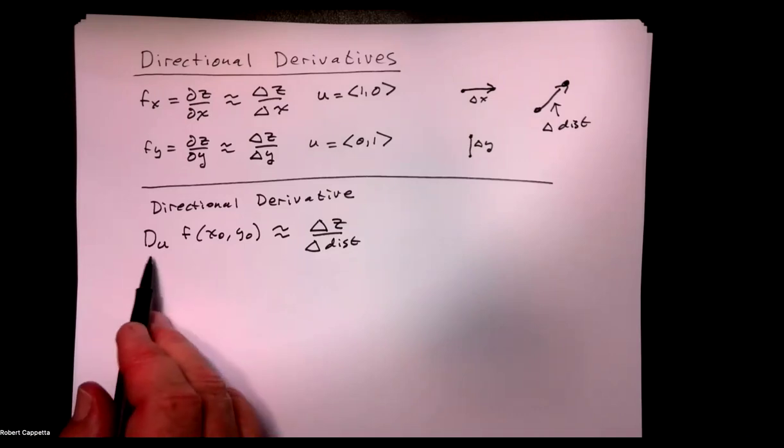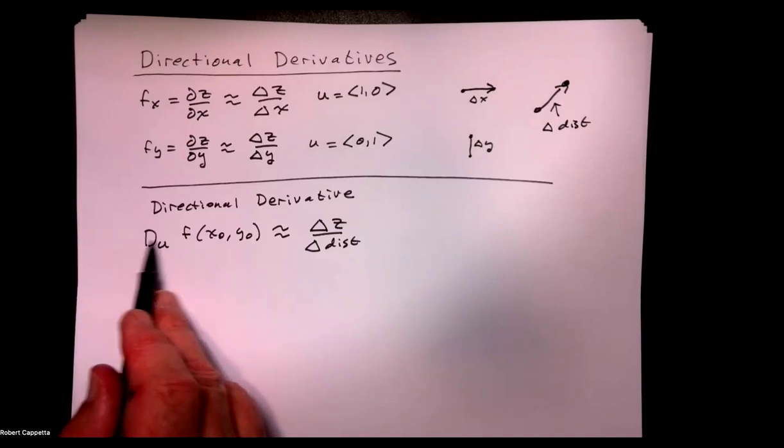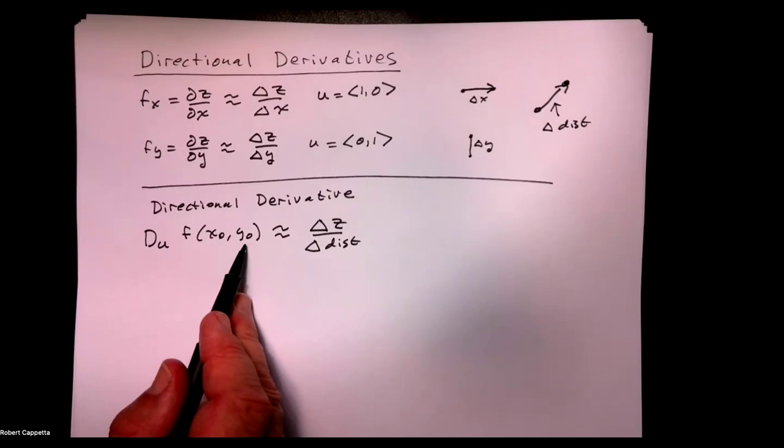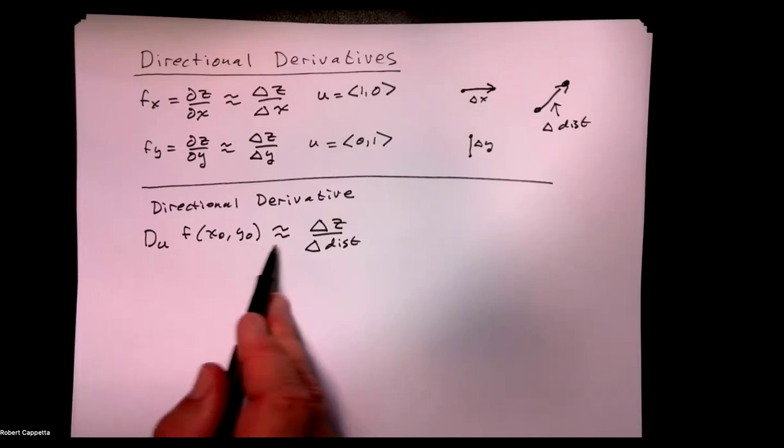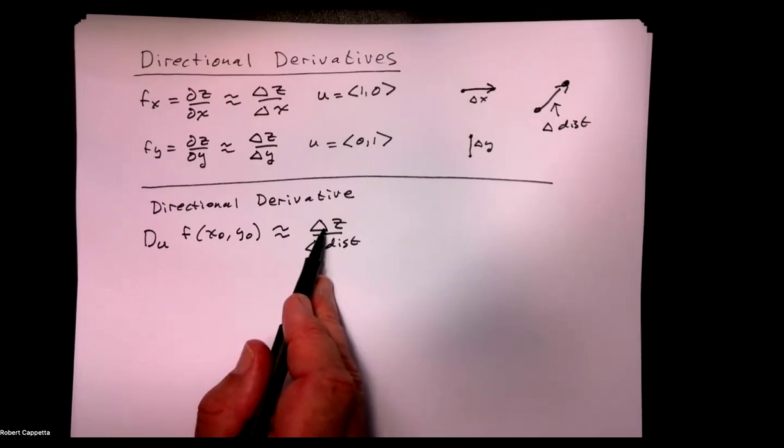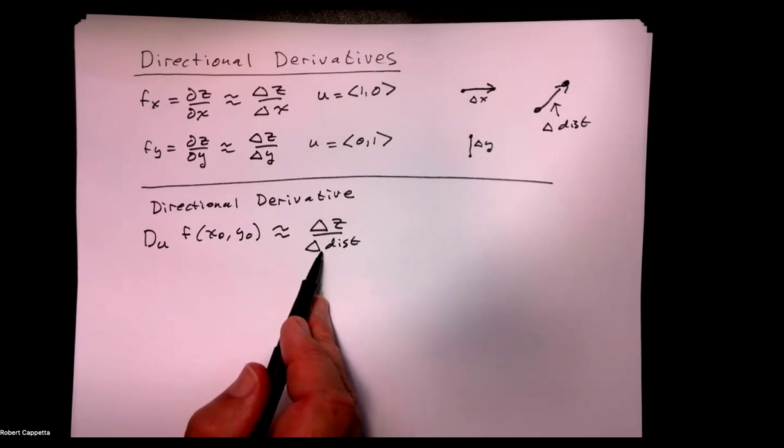So here's our idea. This is our notation we use. The directional derivative of some function f at the point x naught, y naught in the direction of some vector u is approximately the change in altitude, the change in z, divided by the change in distance traveled.